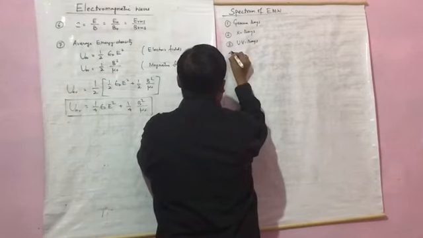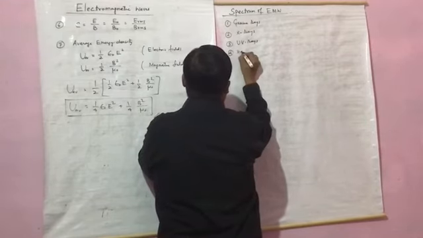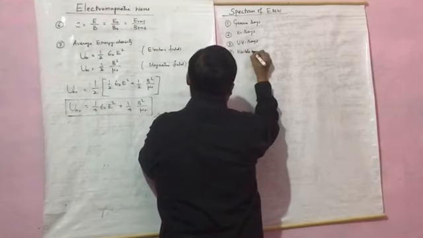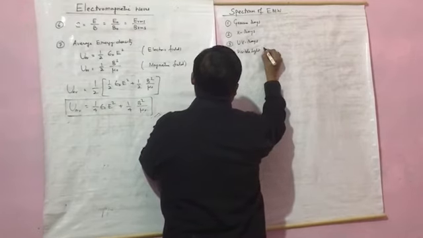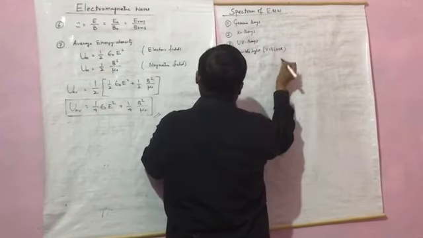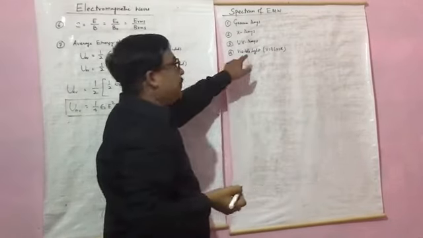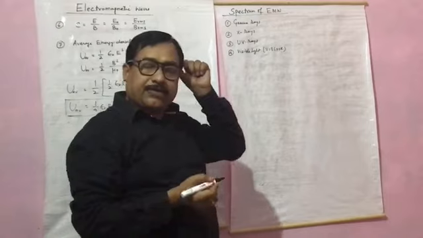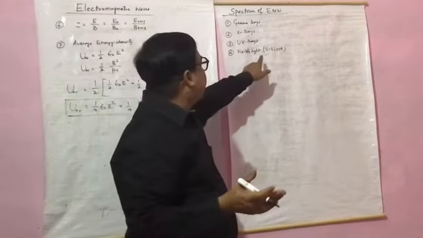Then visible, that is VIBGYOR. So this visible light is that visible ray which spreads between violet to red.